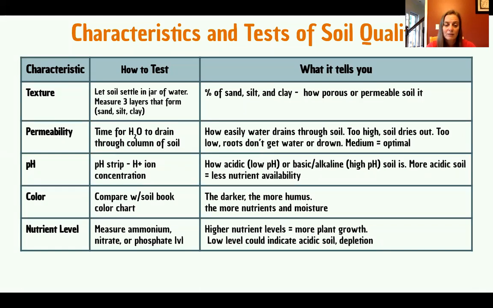That's how long it takes for water to drain through a column of soil. Excessively high permeability and excessively low permeability are both bad for plants. If it's too high, it's going to allow soil to dry out quickly after a rain. If it's too low, our roots are not going to be able to get water, or they're going to be waterlogged. So the optimum is to be somewhere in the middle.